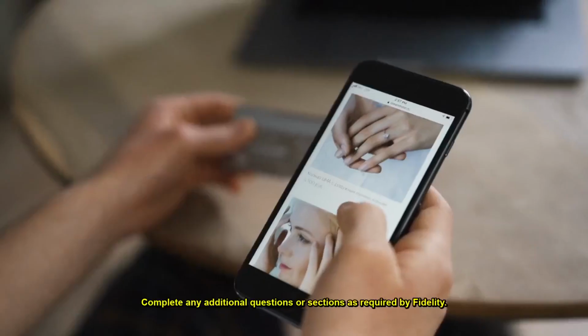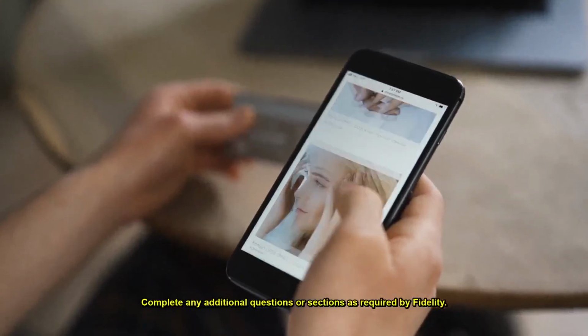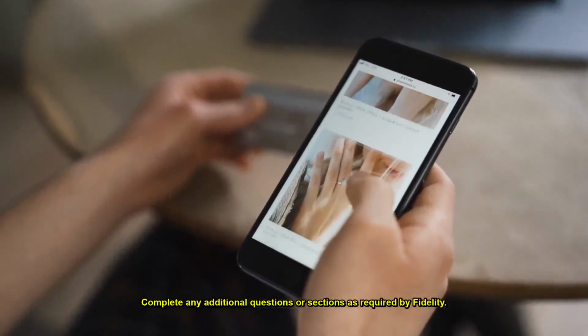Provide information regarding your employment status and financial situation. Indicate your investment objectives and risk tolerance in the designated sections. Complete any additional questions or sections as required by Fidelity. Review all the information entered to ensure it is correct. Submit your application for review.